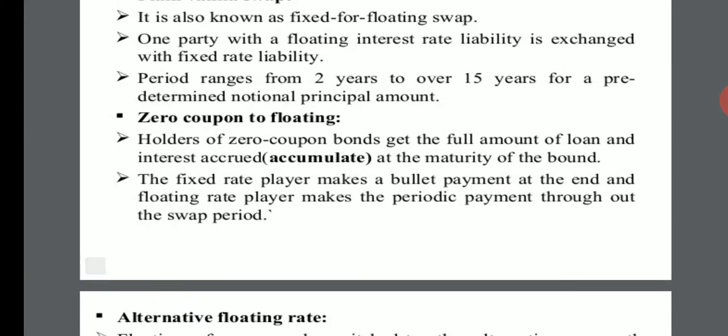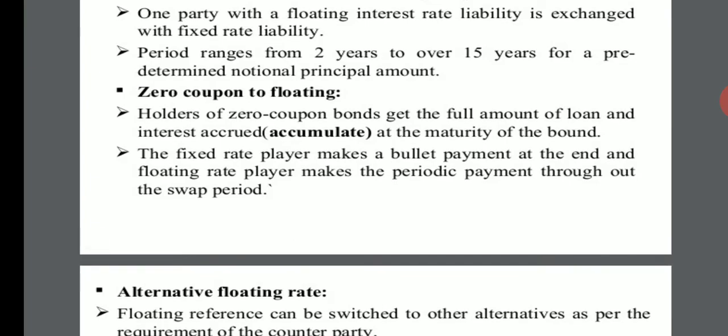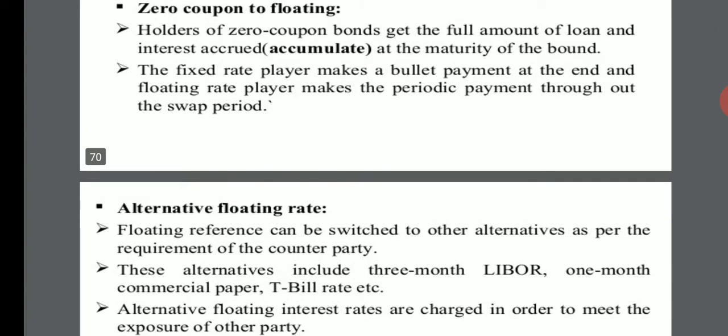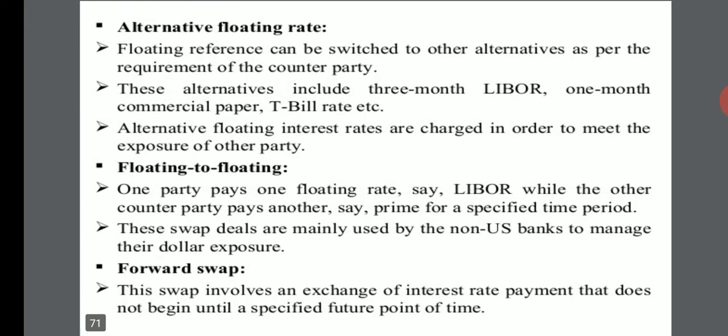Now, zero coupon to floating. Holders of zero coupon bond get full amount of loan and interest accrued at the maturity of the bond. The fixed rate player makes a bullet payment at the end, and floating rate player makes a periodic payment throughout the swap period.